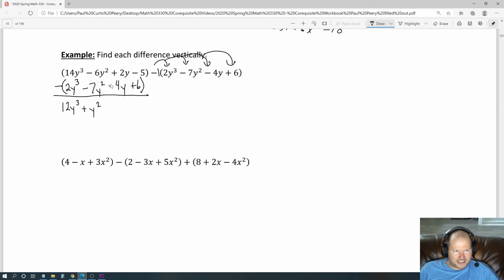You say 2 minus negative 4. That's the same as 2 plus 4, which would give me a 6y. And then finally, you say negative 5 minus 6, which would give you negative 11.